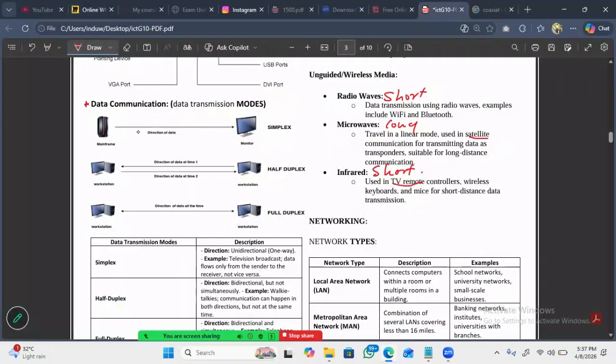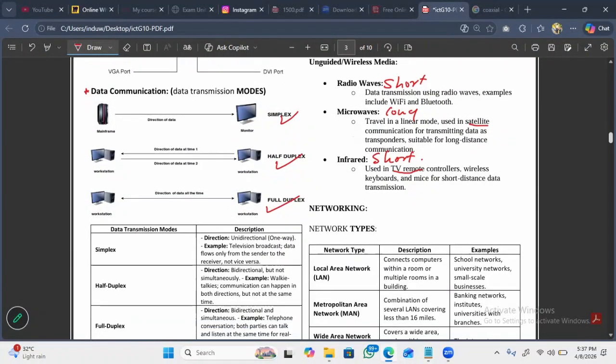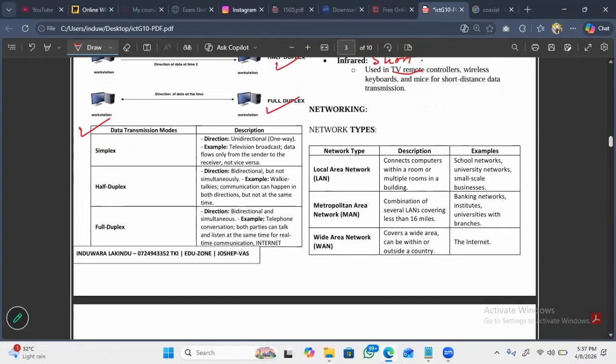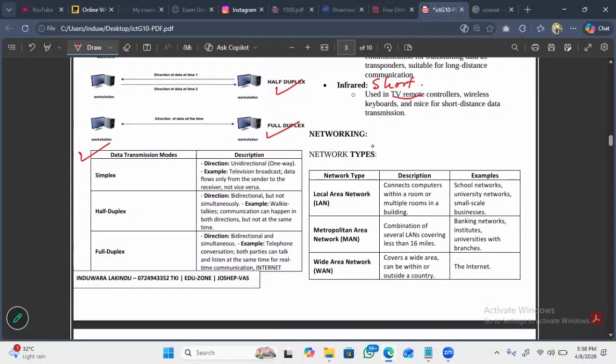It's behind the note. Simplex, half duplex, direction of data at a time. Workstation to workstation directly all the time, it's full duplex. And examples and descriptions are given here. It's important, you have to study it. Take a printout, pen on it. It's very important here. Then are my network types.